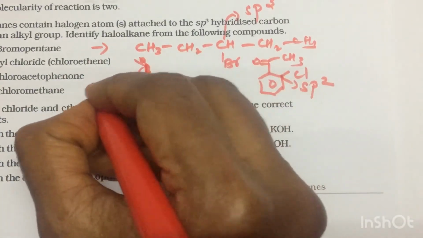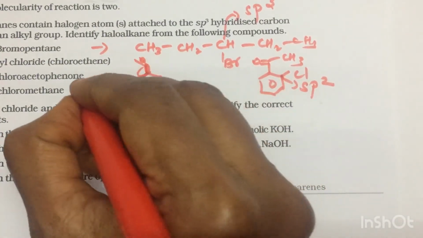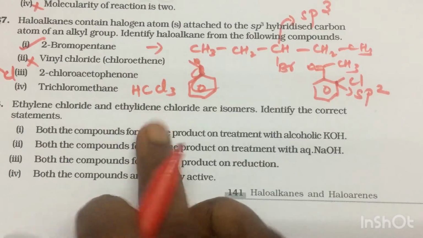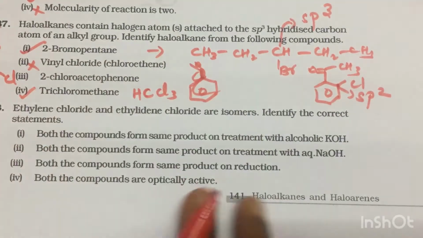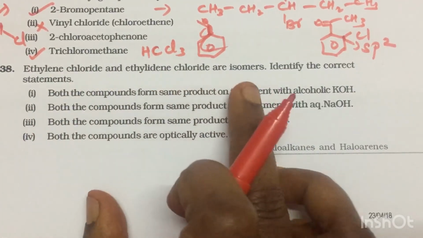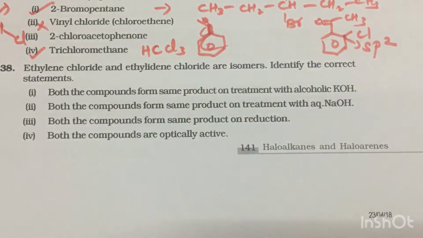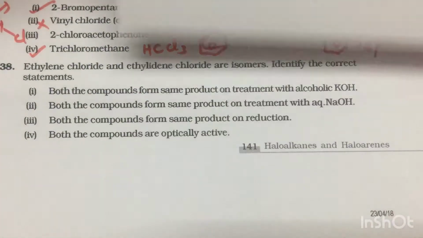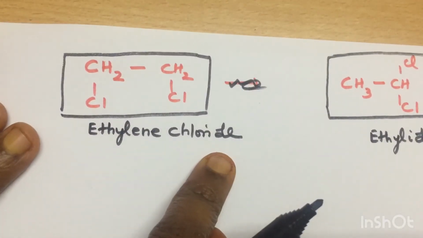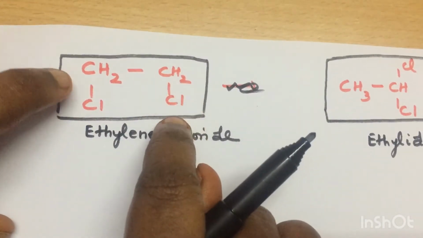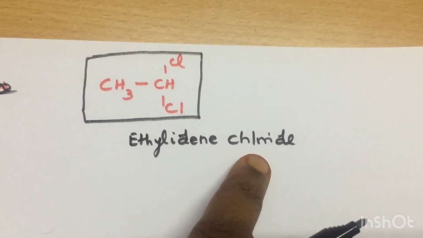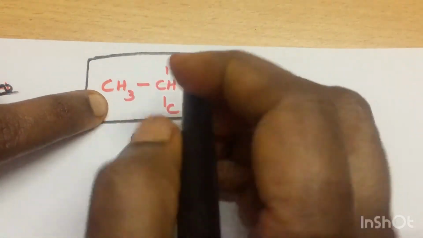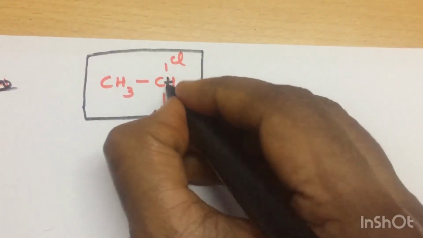Trichloromethane. So what is trichloromethane? Cl3CH. This is trichloromethane, and this carbon is sp3. So 1 and 4. Now the statement: ethylene chloride and ethylidene chloride are isomers. Identify the correct statements. Students, this is ethylene chloride: we have an ethane skeleton, and to each carbon atom there is a chlorine attached. And in ethylidene chloride, to one carbon itself there are 2 chlorine atoms attached.